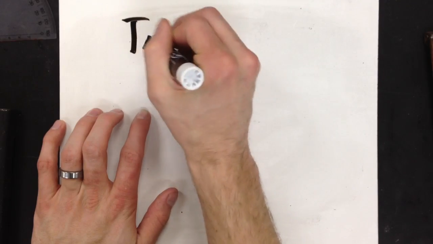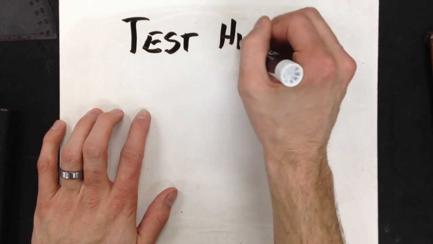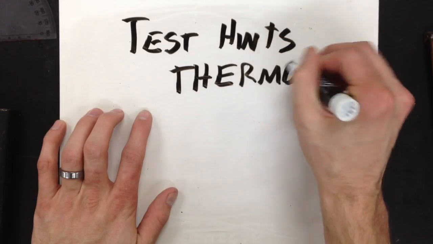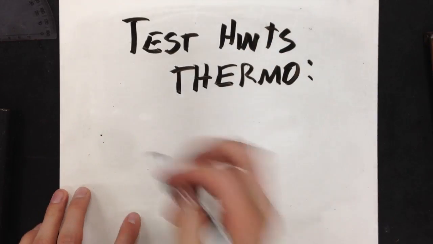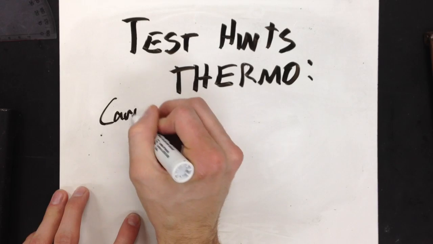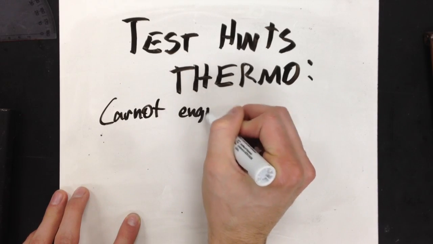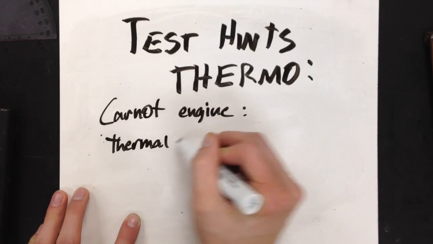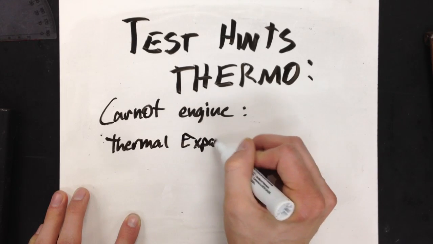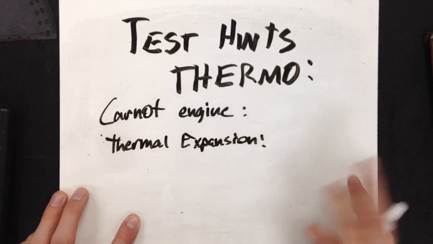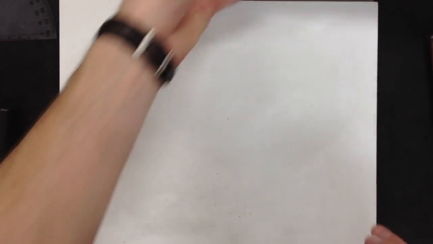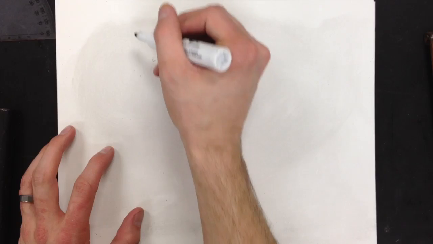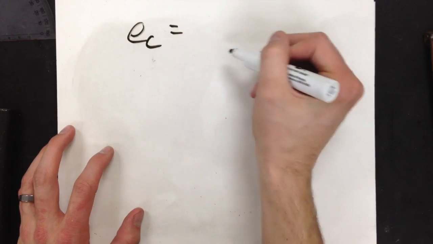Okay, so here is a video with some test hints for thermodynamics. First thing we're going to talk about is a Carnot engine. Then we're going to talk about thermal expansion. Okay, so let's talk about our Carnot engine. Well, first let's talk about the efficiency of a Carnot engine.